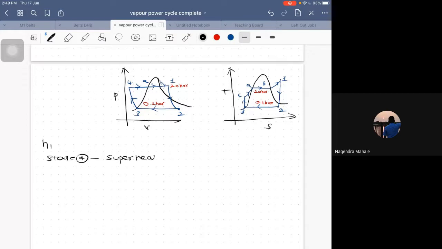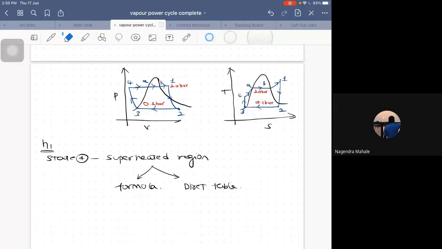Superheated region. So, if it is in the superheated region, how many ways do I have to calculate my enthalpy H1? Two ways. What is the first way? Using a formula, or by using a direct table. So either of the ways I can use. Since in this particular problem, the H1 value is directly given, I would take that. Is that clear? I just revised these concepts in case the H1 value was not given. Is that clear?